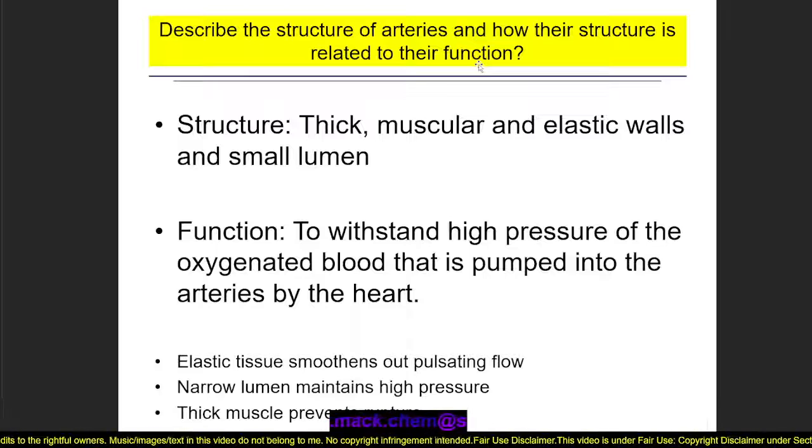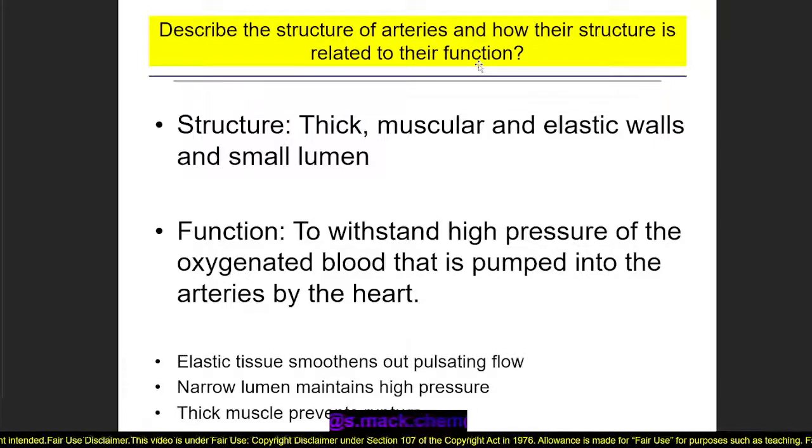Arteries are required to withstand the high pressure of the oxygenated blood, which is pumped into the arteries by the heart. Let's take a look at structure as it relates to function. In order for arteries to withstand this high pressure, the artery walls need to be thick, elastic, muscular.